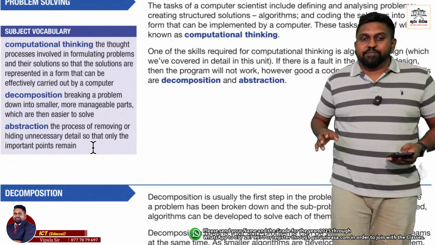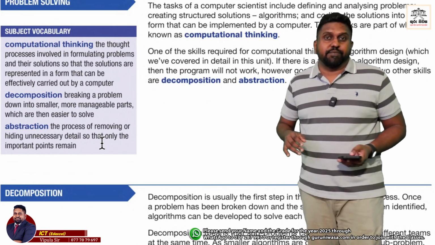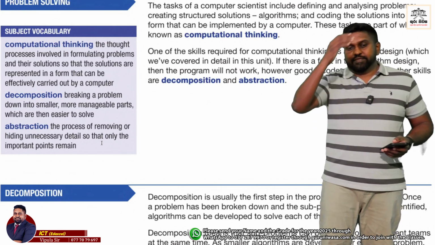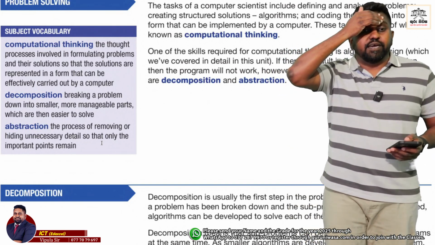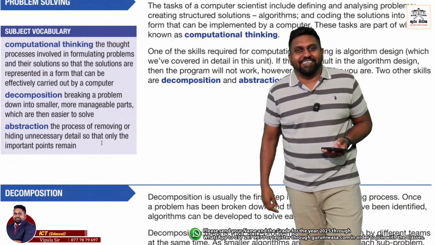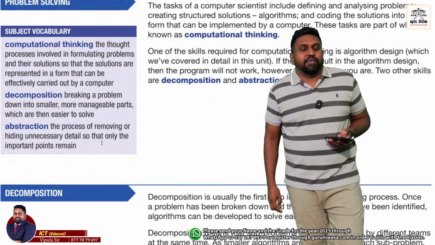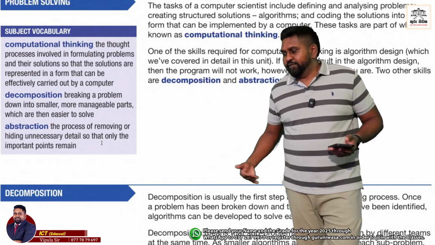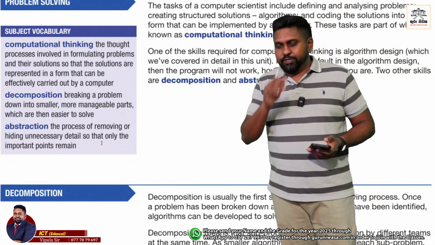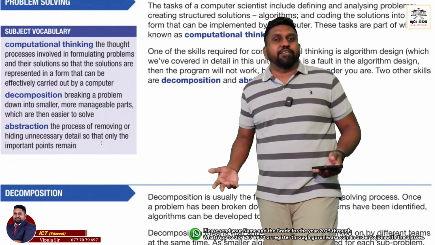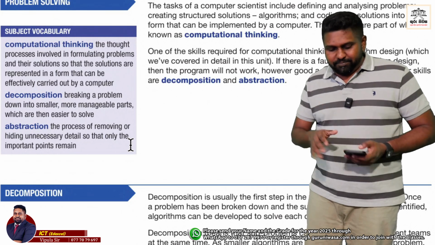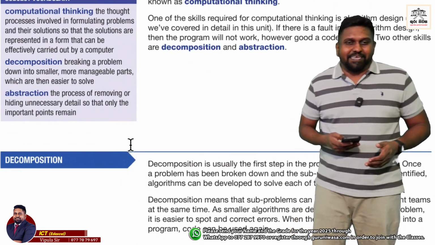And then there's another word called abstraction. Abstraction is the process of removing or hiding unnecessary details, so that only the important ones remain. Hiding means there can be multiple specific data points which you don't often use, or you use them but you don't have to expose them. In that type of situation, you use abstraction. We'll go through it, don't worry. Let's jump in and see. So let's start with decomposition.